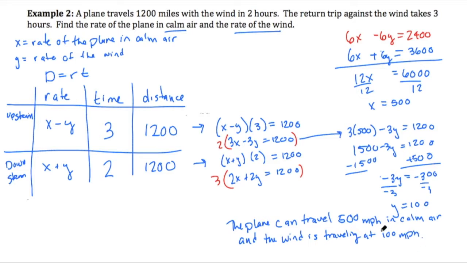Great. We could plug both of those numbers into our problems and see that we would get 1200 for the distance. So basically 500 plus 100 would be 600 for our downstream, times 2 equals 1200. You can quickly see that that's true. For our other, we get 500 minus 100 would be 400 times 3 equals 1200. And again, we can readily see that that's true. That kind of confirms to us that these are the speeds for the plane in calm air and the wind against us. Let's look at a second example.